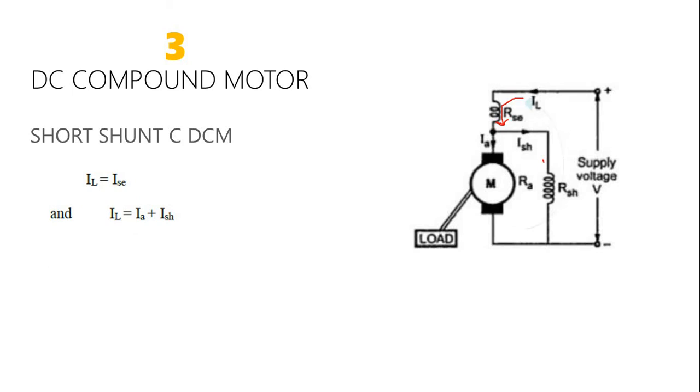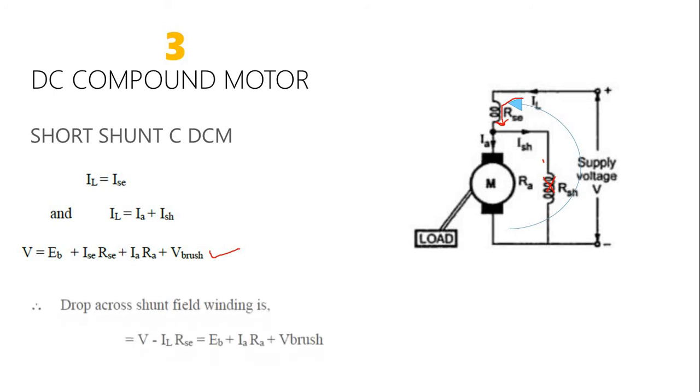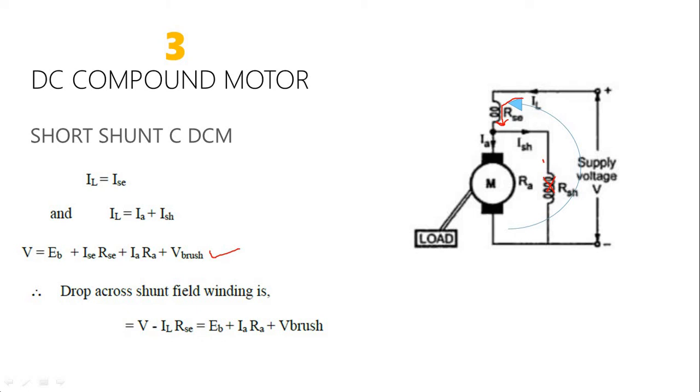And for the voltage expression, by applying KVL and neglecting RSH, it will again act as a series motor. You can write the same expression as the DC series motor by applying Kirchhoff's voltage law. And if you want to write the drop across the shunt field winding, here is the shunt field winding, the drop across the shunt field winding.